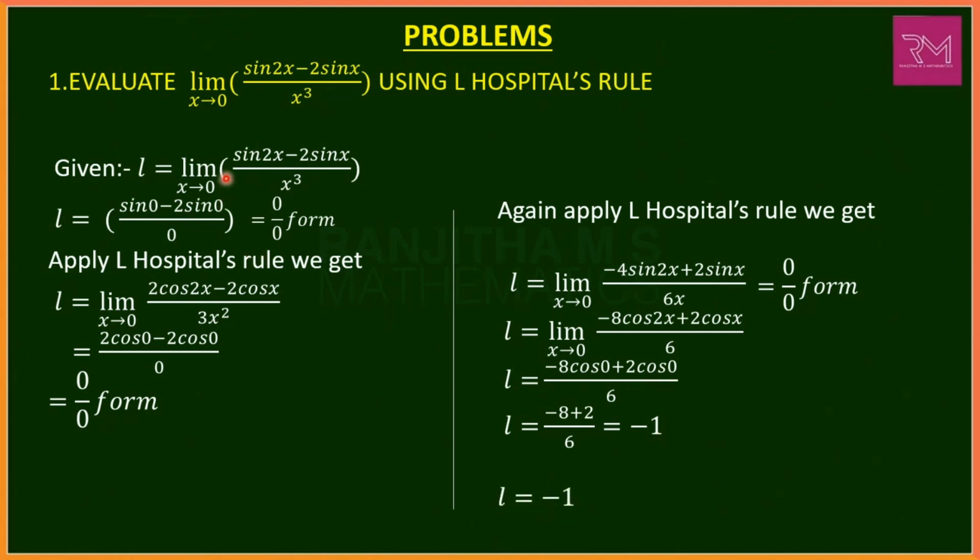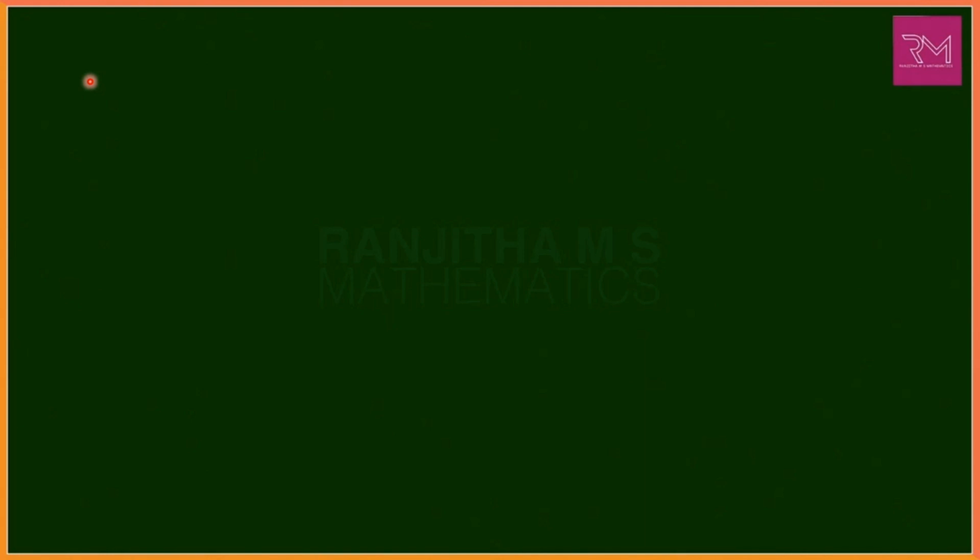That means the value of limit of sin 2x minus 2 sin x divided by x cube as x tends to 0 is minus 1. This is obtained using L'Hospital's rule. This is L'Hospital's rule. We shall see another problem.